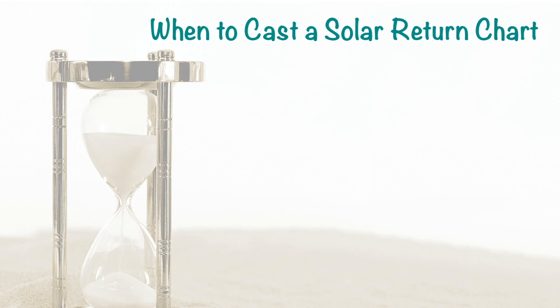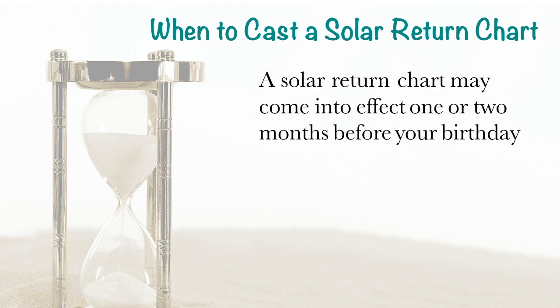So when would you actually cast a solar return chart? They will typically come into effect 1 or 2 months before your birthday. So if your birthday is in September, you may get the rumbling starts of this solar return coming in July and August. You will specifically get it the month at the time when the sun enters your natal solar sign. So if you are a Virgo, as soon as the sun moves into Virgo, you're actually going to be able to use this chart, no problem.